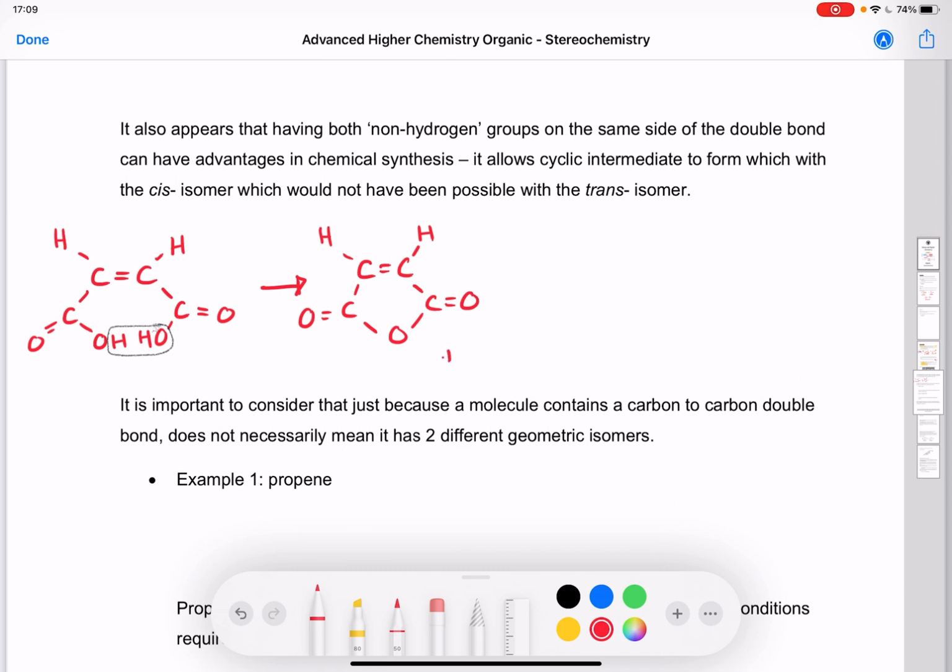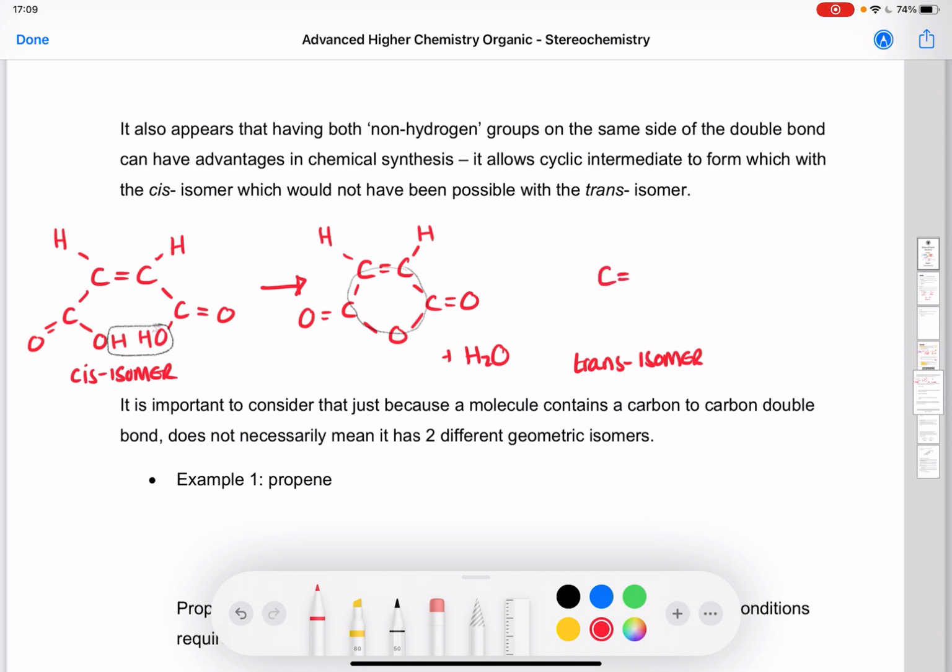And we would have a little molecule of water that's removed as well. So this is our little cyclic product. It's cyclic because it is in a ring shape or a circle. Now, I'm just going to label that as the cis isomer. So if we were to look at the trans isomer, we'll see how that's not possible.